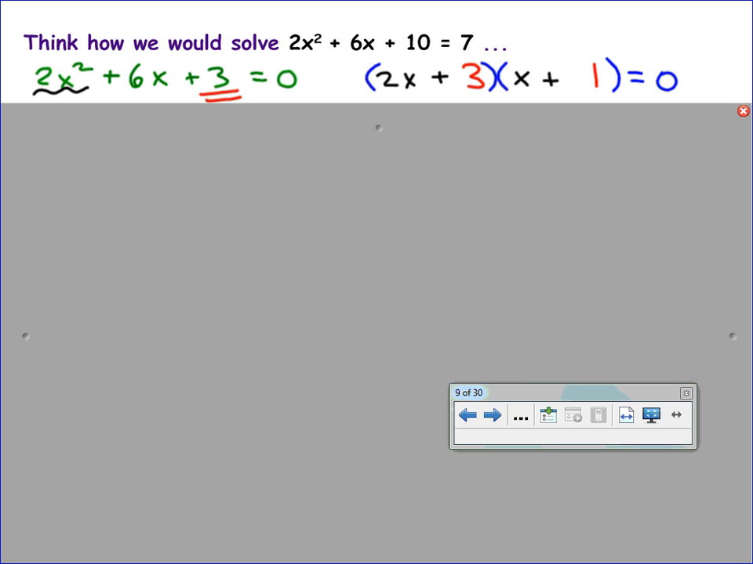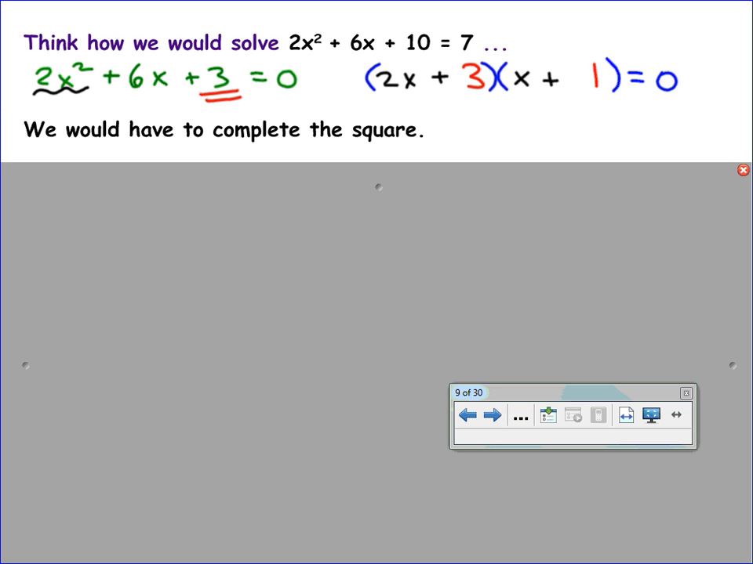And so what have we learned? Well, there's no other placement for 3 and 1. And there's no other placement for 2 and 1. And so I cannot factor this, which means we have to do what? Yes, that's right. We have to complete the square.